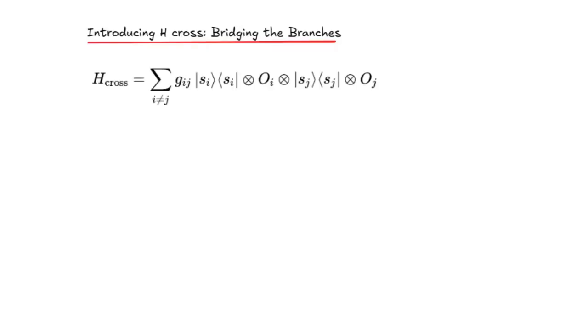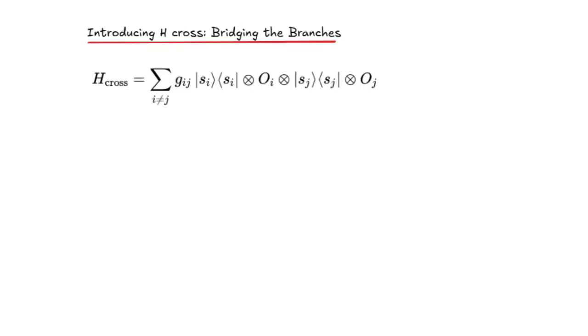The quantity called H sub cross is defined as the sum taken over all pairs of indices i and j, where i is not equal to j. For each such pair, there is a coupling factor called G sub ij. This factor multiplies the tensor product of four components. The first component is the outer product of the state S sub i with itself, which projects the system onto the specific pointer state labeled S sub i.